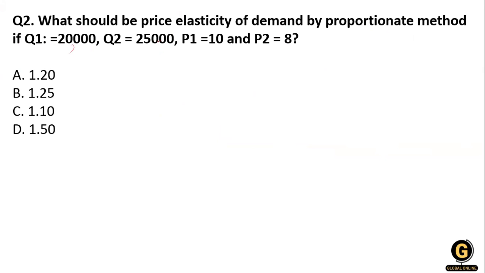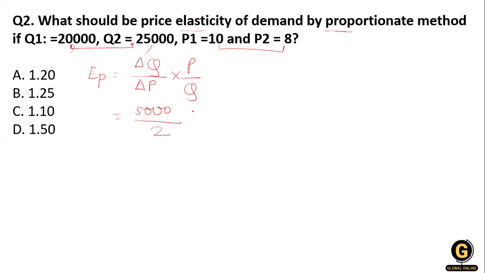The next question: what will be the price elasticity of demand by the appropriate method if Q1 is 20,000, Q2 is 25,000, P1 is 10 and P2 is 8? So how do we calculate it? You know the formula of price elasticity of demand by the proportionate method: price elasticity of demand equals proportionate change in quantity divided by proportionate change in price, multiplied by price divided by quantity. The change in quantity: here you can see there is 20,000, and after that it is 25,000. So what is the difference? 5,000. Clear? After that, the change in price, you can see the change in price is 2 rupees.